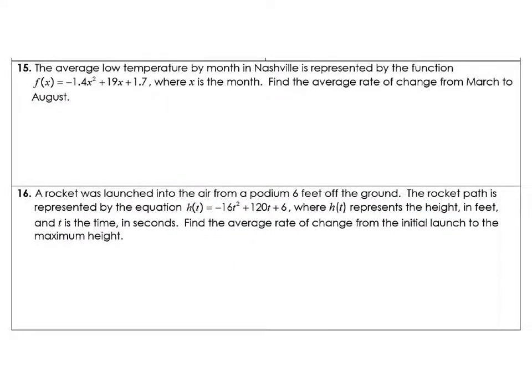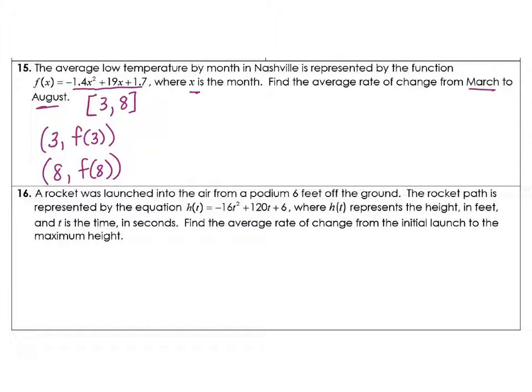Okay, so for number 15, the average low temperature by month in Nashville is represented by this function. And so we know that X is the month. Find the average rate of change from March to August. So we're going to say March is our 3rd month and August is our 8th month. So in other words, we have 3 and we need to find F at 3, and then we have 8 and we need to find F at 8. We're going to find that by plugging into this equation here.